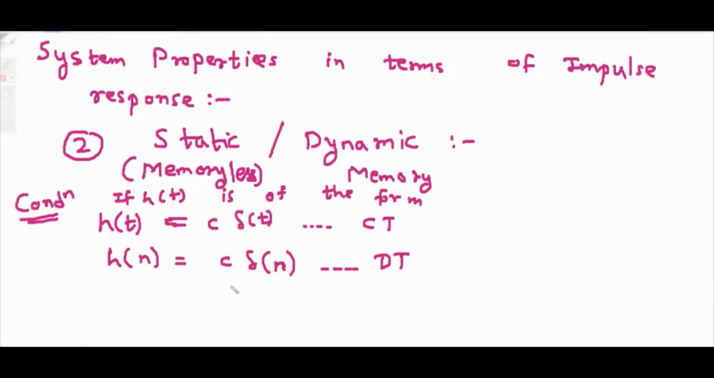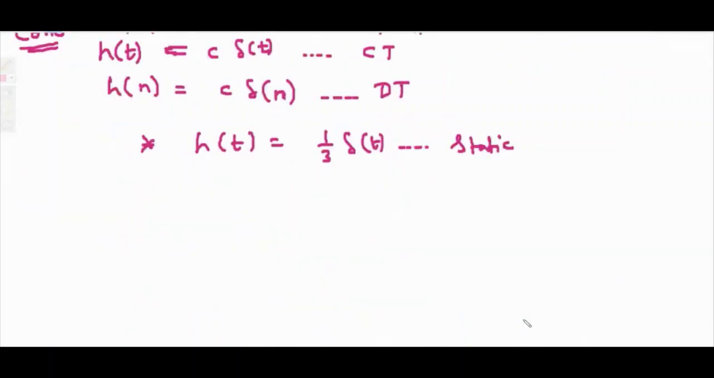So example can be h of t equal to 2 delta t, h of t equal to 3 delta t, h of t equal to 1 by 2 delta t, h of t equal to 1 by 3 delta t. These are nothing but static systems. Okay. So if you see some constant into delta t or some constant into delta n, then that system is called as static system.